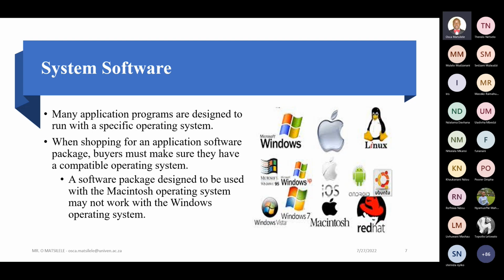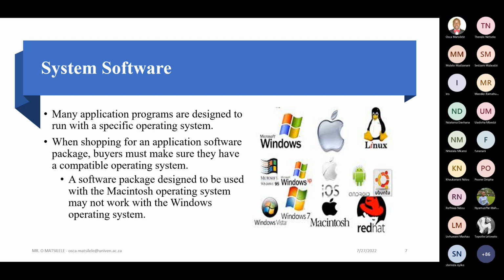I know that when you buy a phone, it comes with an operating system, or system software, installed. So what you have to do is get application software on your phone, like WhatsApp, Adobe Reader, and all those other applications. Many application programs are designed to run with a specific operating system. We have different types and examples of system software.